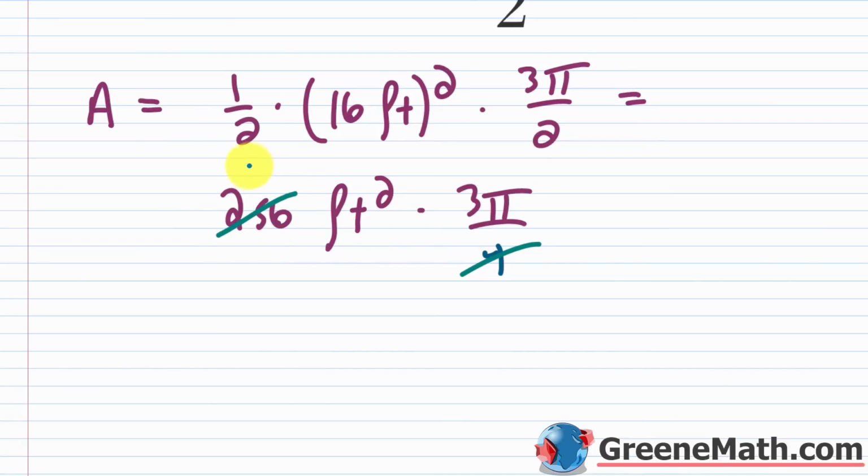So let me cancel this with this and put a 64 here. And then we're just going to multiply 64 times 3. That's going to be 192. So this is 192 pi, and then square feet, or you could put feet squared, whatever you want to write. So 192 pi feet squared.